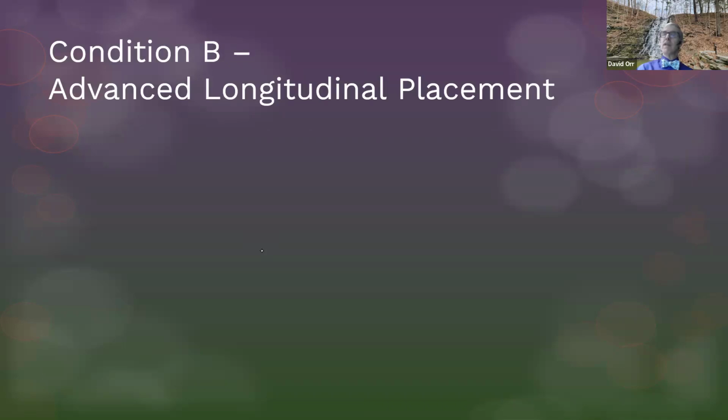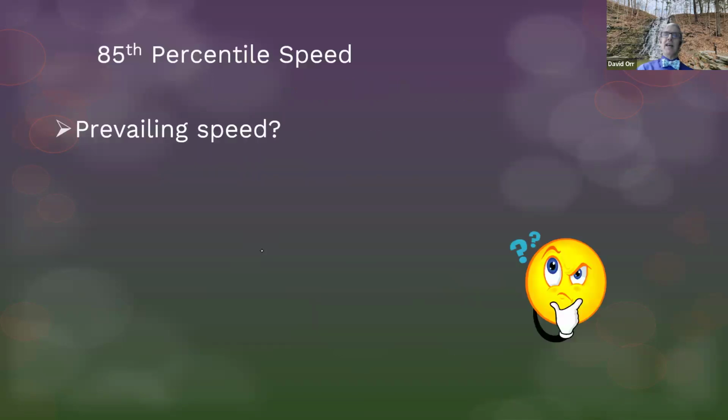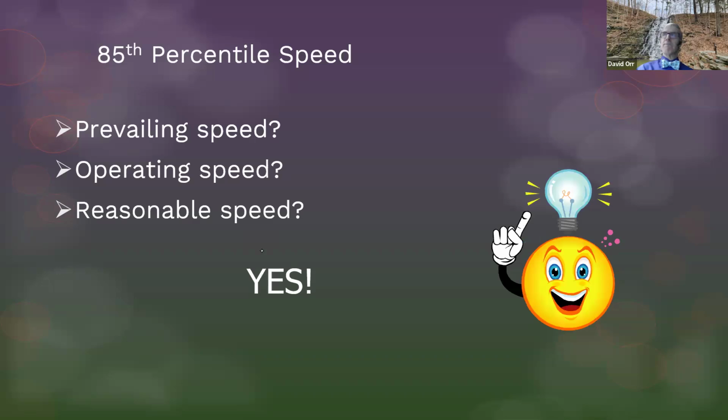Depends upon advanced longitudinal placement and the deceleration from 85th percentile to the advisory speed. 85th percentile, what is that? Well, it's the prevailing speed, it's the operating speed, it's a reasonable speed. It really is all of those, okay? And the reason that we need to know about the 85th percentile speed has to do with, like it or not, it changes how much time people have to react.